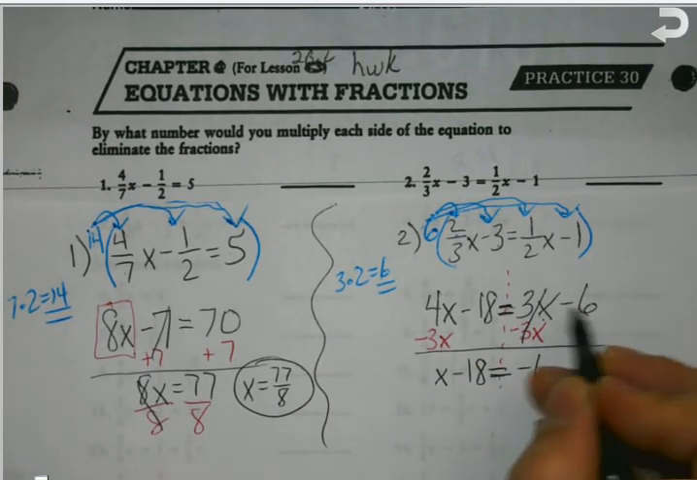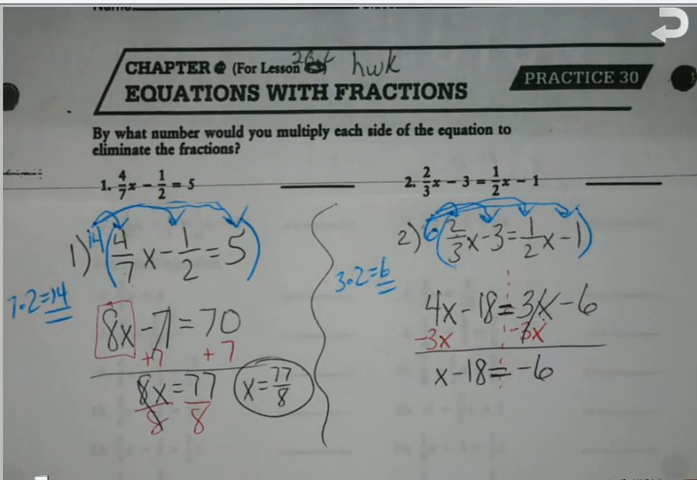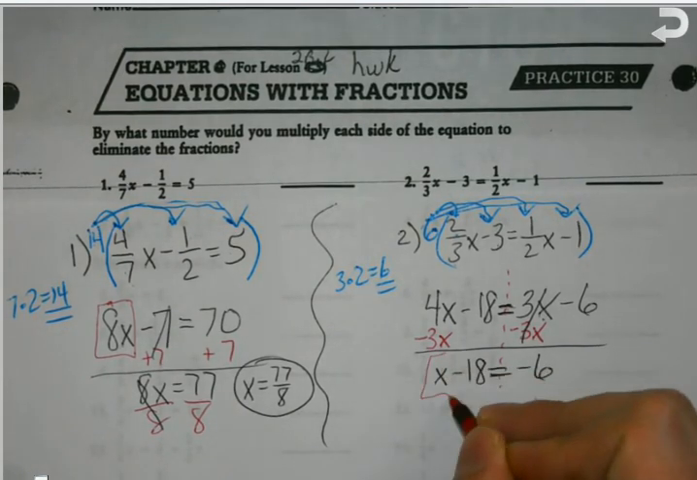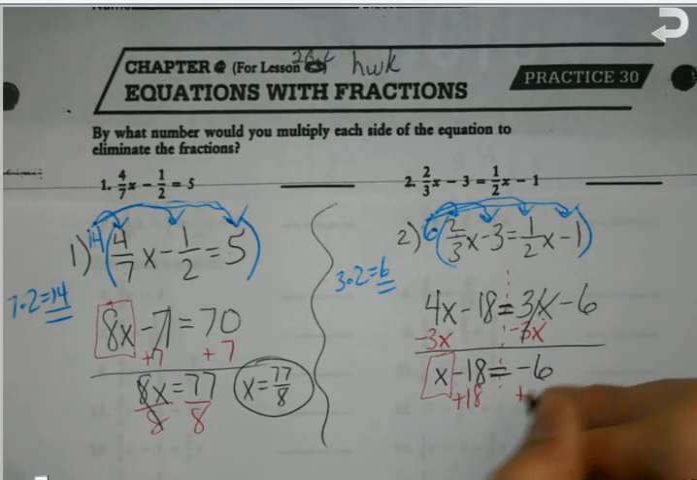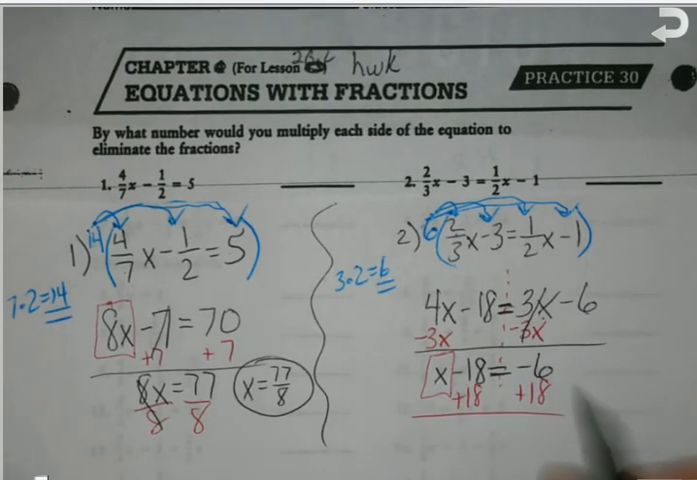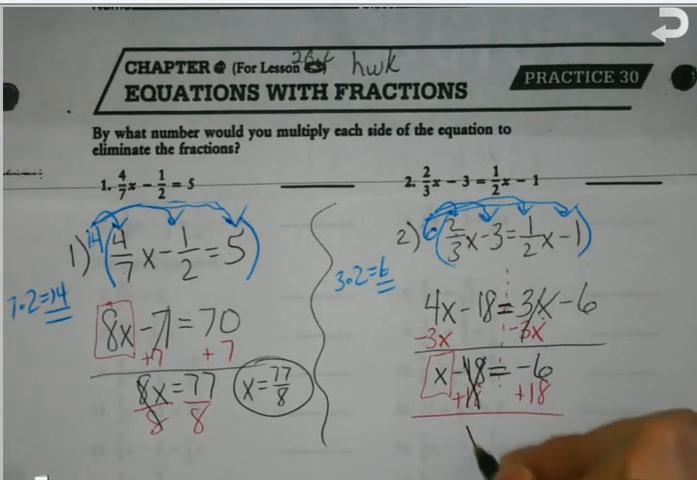And again, don't lose the sign on your 6. That's still a minus or a negative. What's my one last step then to get x alone? I want this by itself. How do I add the 18? And again, watch your signs. I'm $6 in debt, but now I found $18 in my pocket. I'm $12 ahead.